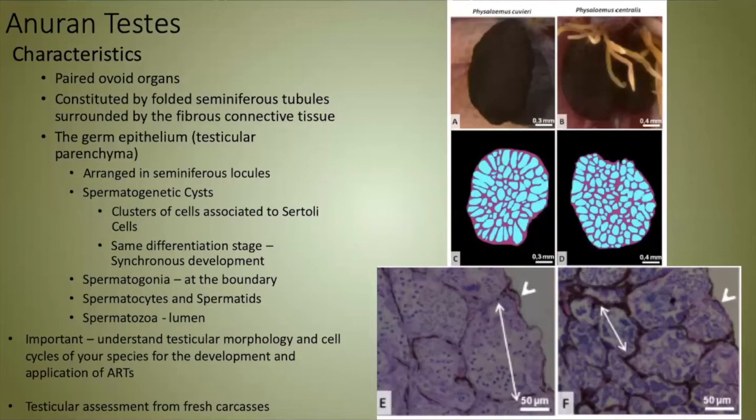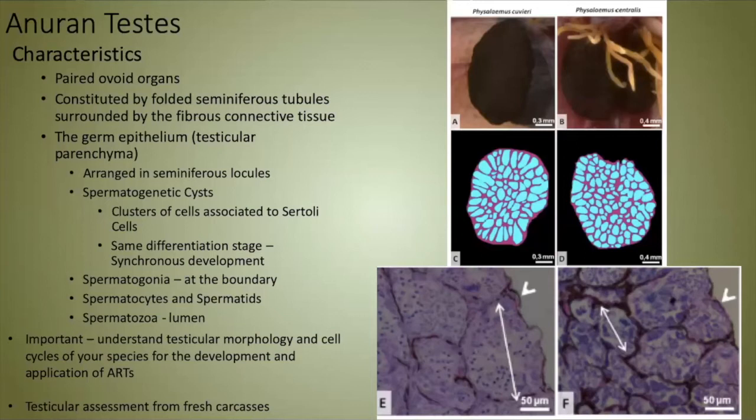Then at the boundary of the seminiferous locules, you'll find the spermatogonia that we saw on the previous slide. Towards the middle, you'll find spermatocytes and spermatids, and towards the lumen of the locule, you'll find the mature spermatozoa that are ready to be released.